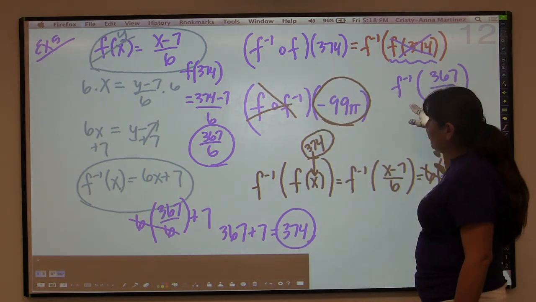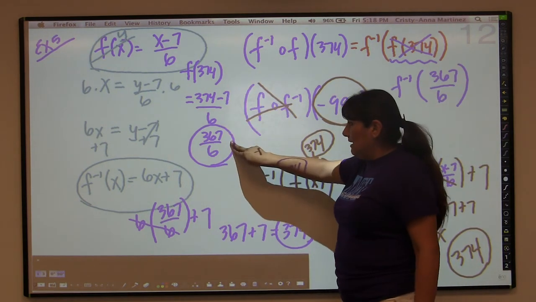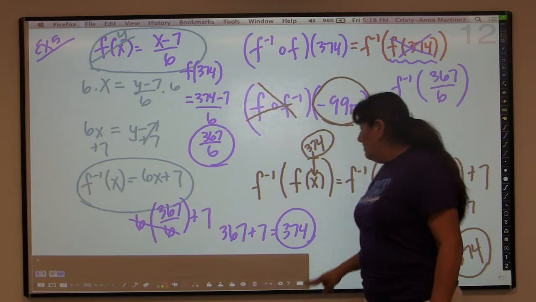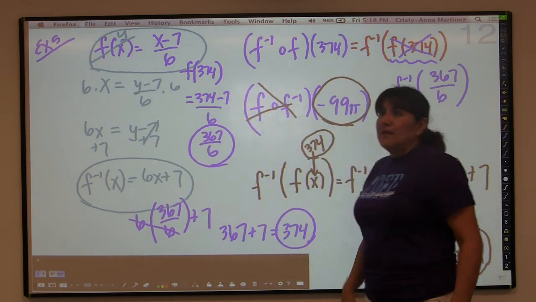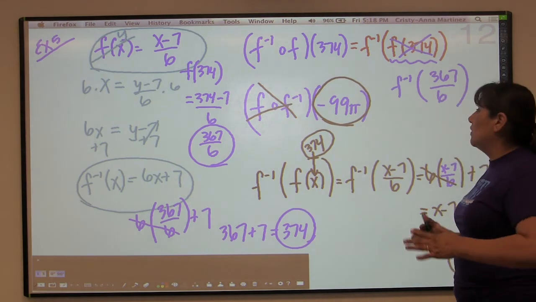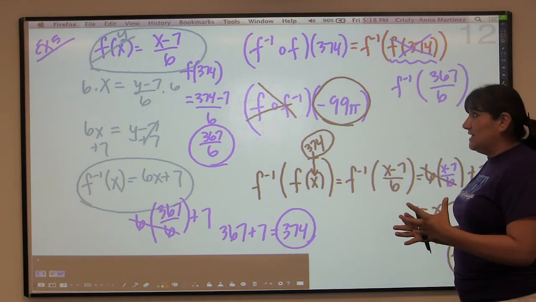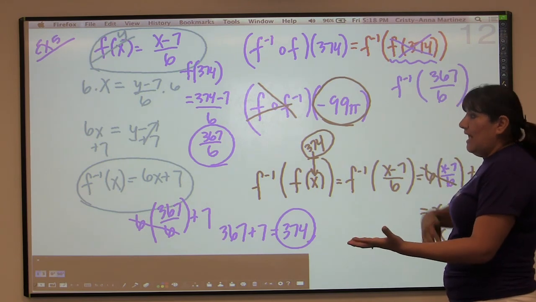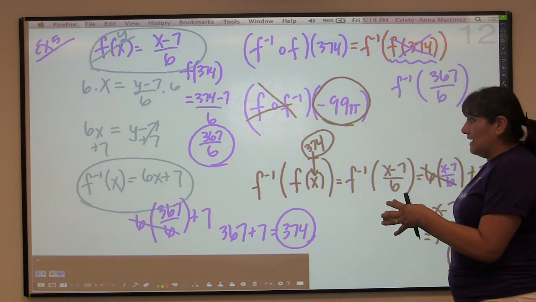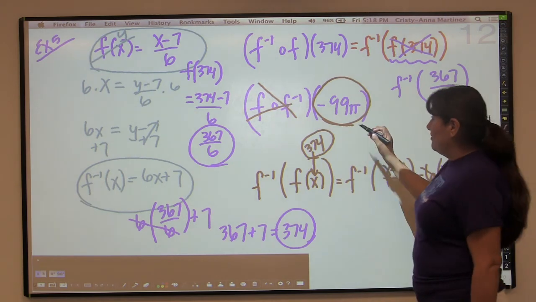Originally, I plugged in 374. See, I plugged in 374. Out came this. This goes in, and back I am to the 374. That's a lot of work. And again, I'm not suggesting that when you do the homework that you do all that work. What I want you to get from this lecture is that when you have the function and the inverse together composed like that, they always cancel and equal whatever the x value was.